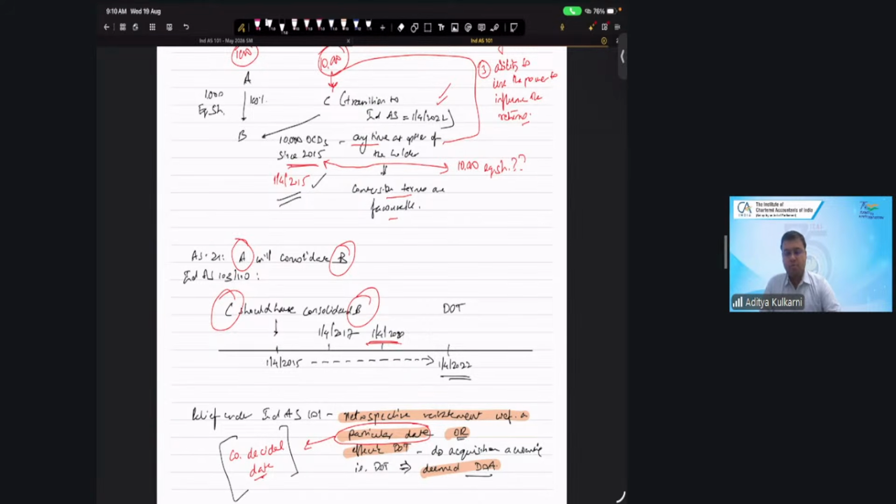Now, it can choose a date, or the deemed date of acquisition will be the date of transition, and do the acquisition accounting from the date of transition. Are you able to understand now? Yes. Are you able to follow?